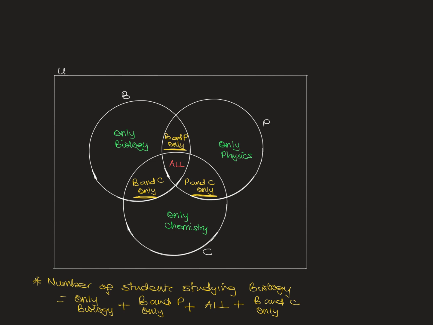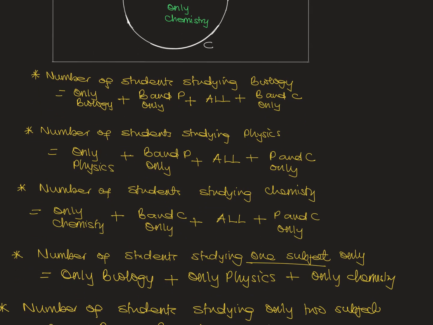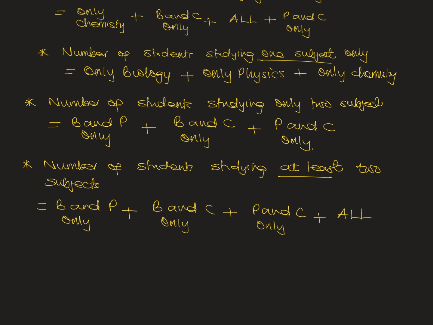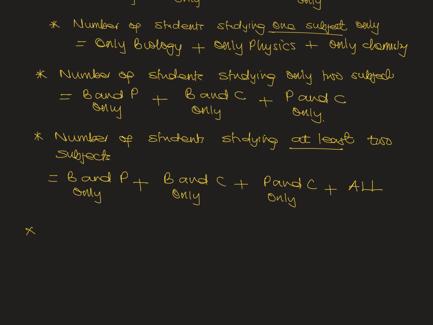So here we want to find at least two subjects. So meaning that two subjects and above. Okay? So that will be biology and physics only, plus biology and chemistry only, plus physics and chemistry only, plus the students who are studying all the subjects, okay? All the three subjects.